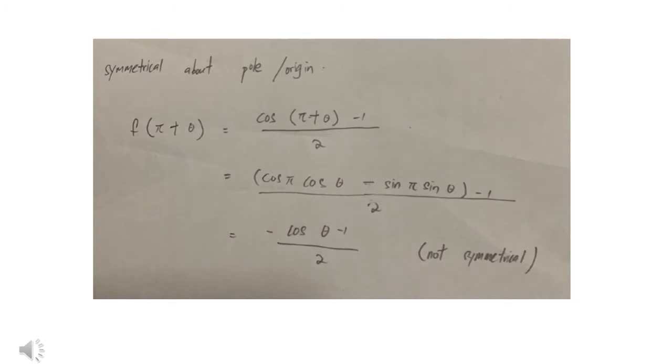Lastly, we need to test for symmetry about the pole or origin. Substitute pi plus theta into the equation. After simplification, we can see that the equation is also not the same as the given equation. Therefore, the equation is also not symmetrical about the pole or origin.